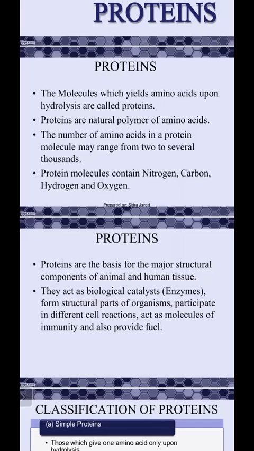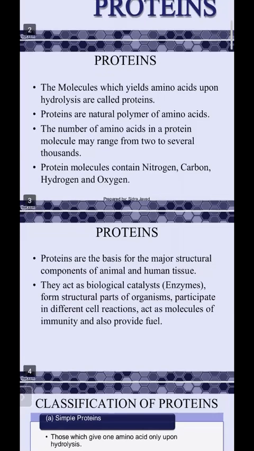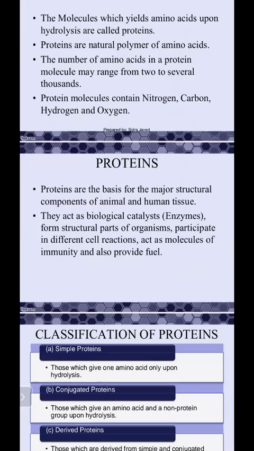The number of amino acids in a protein molecule may range from 2 to several thousands. Protein molecules contain nitrogen, carbon, hydrogen, and oxygen. Proteins are the basis for the major structural components of animal as well as human tissues. Proteins act as biological catalysts, which means they act as enzymes. They form structural parts of organisms and participate in different cell reactions. They provide fuel and energy also.